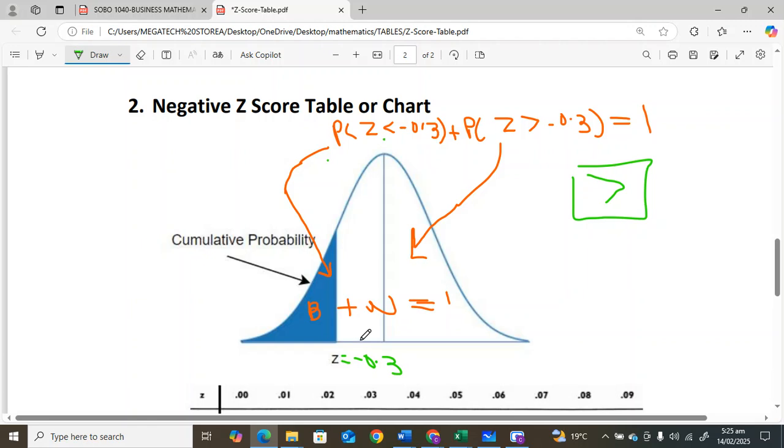If you think of this as a number line, this area in blue is less than negative 0.3. Then this area in white is greater than negative 0.3. So just remember, colleagues, when the sign points to the right and you're using the area to the left table, you're always going to have to do this.